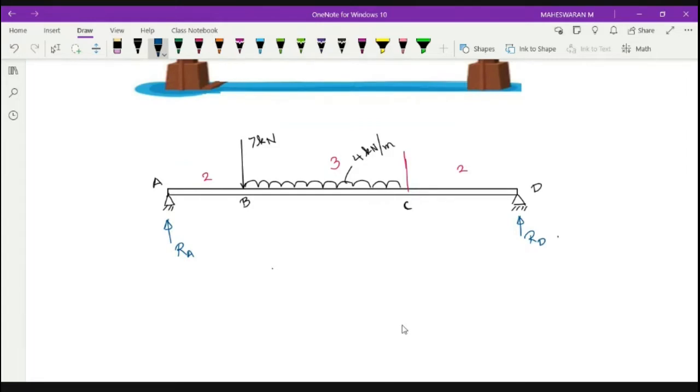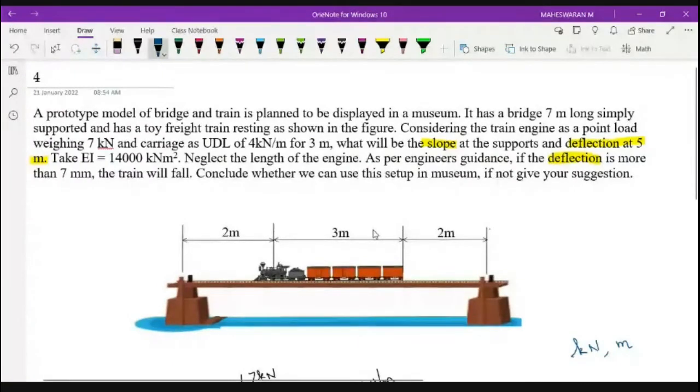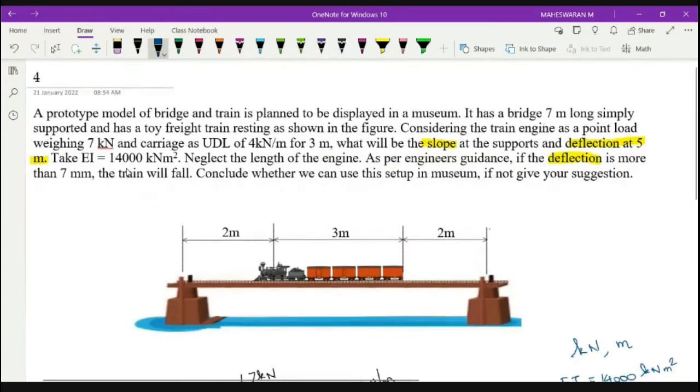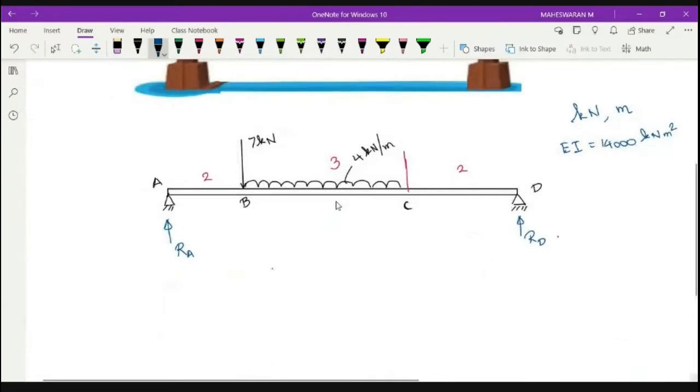Before that, let us fix our units. Everything in the problem is in meter and kilonewton, so my units are kilonewton and meter. Based on these units, let us solve the problem. They have given one value, which is EI. EI is 14,000 kilonewton meter square, which is already in kilonewton and meter, so no need to worry. Let us proceed with this.